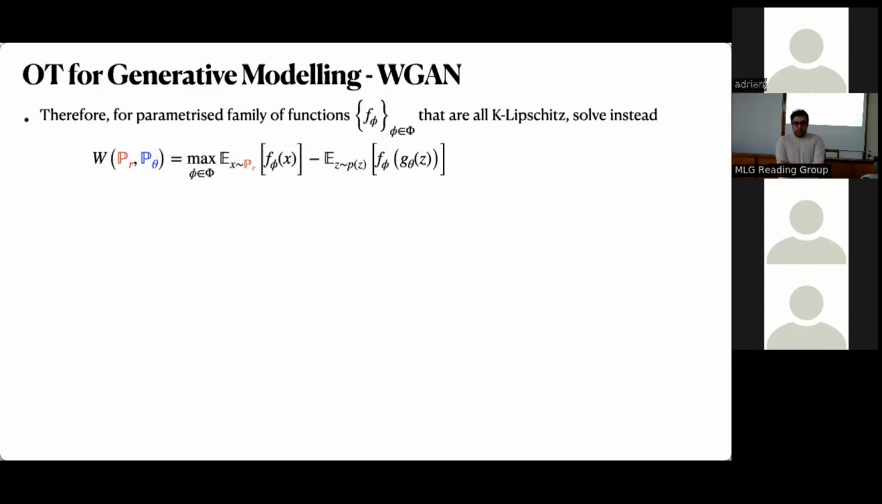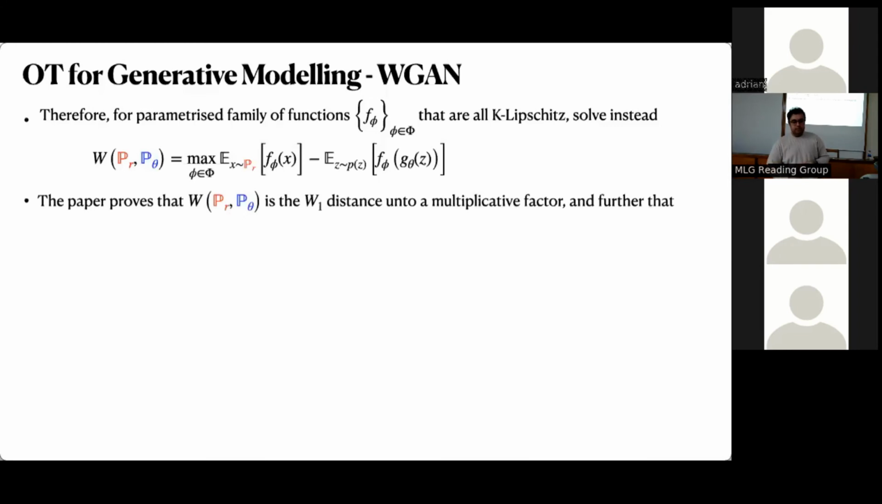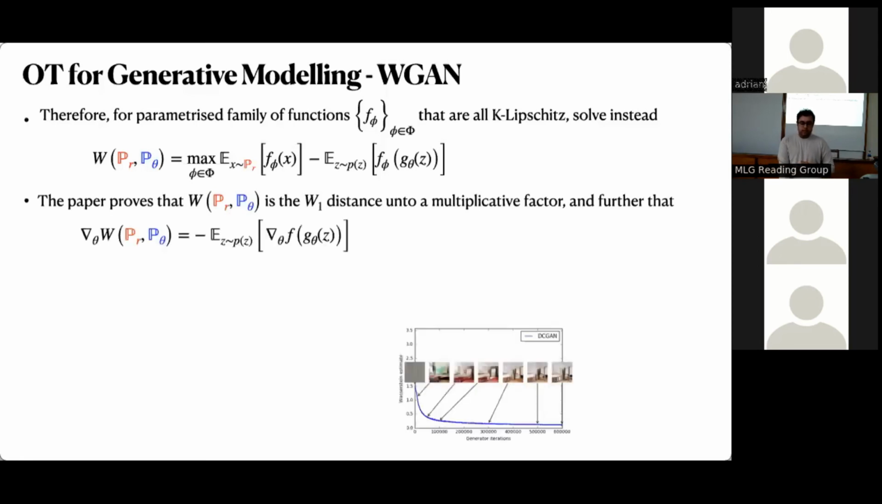And the other really nice thing that this paper proves is, one, that the distance you get is a multiplicative factor of the Wasserstein 1 distance. And the other thing that they prove and solve for is the gradient of this Wasserstein distance with respect to theta, which, if you think about it, you need as some way of improving your generator model by minimizing your Wasserstein 1 distance. And the paper solves for what the gradient of the Wasserstein distance would look like with respect to theta.